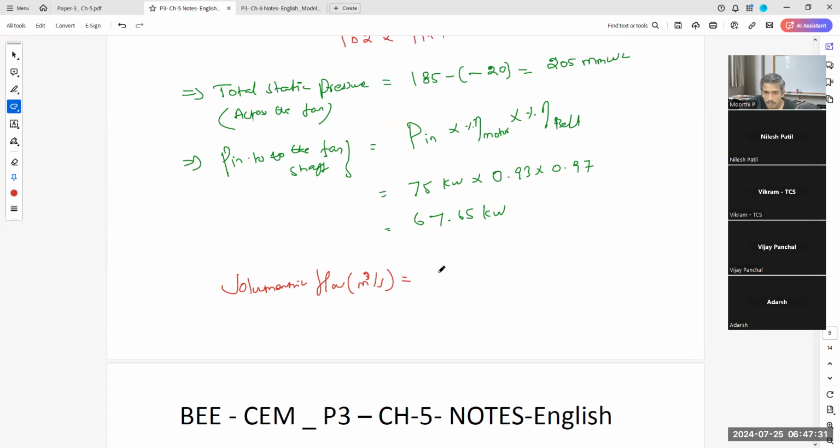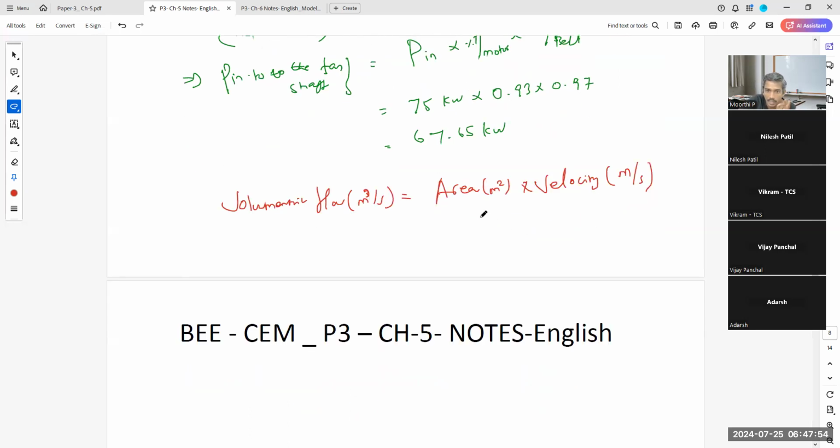Volumetric flow is area into velocity, na? Don't forget this one. Understand? Yes. Velocity, what is the unit? Meter per second. Okay, area into velocity. Area.